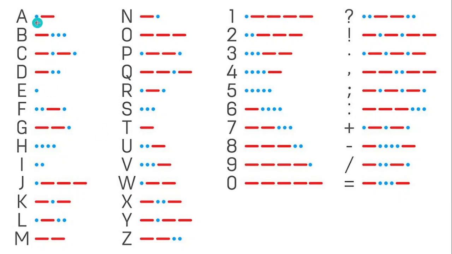As you can see here, if we have to write the letter A in Morse code, we have to blink the light for a dot and then a dash. Similarly, for B, we have to first blink the light for a dash and then 3 consecutive dots. In this way, we can write any word or sentence using Morse code.